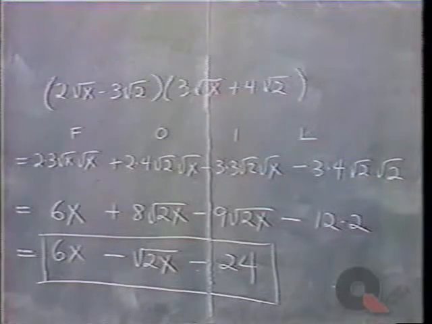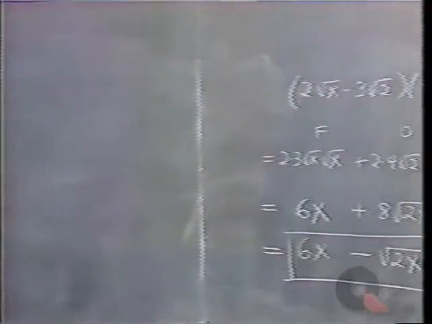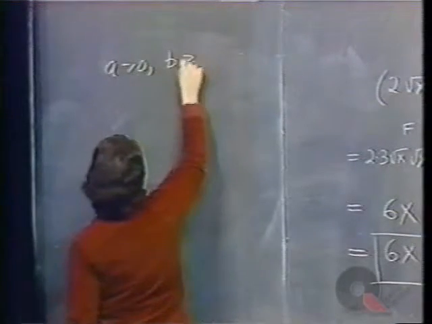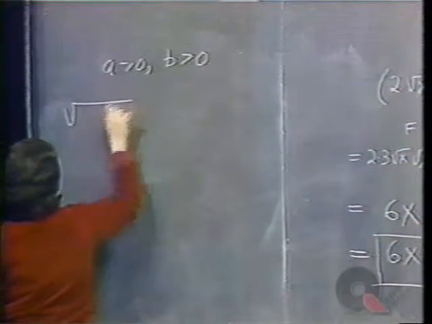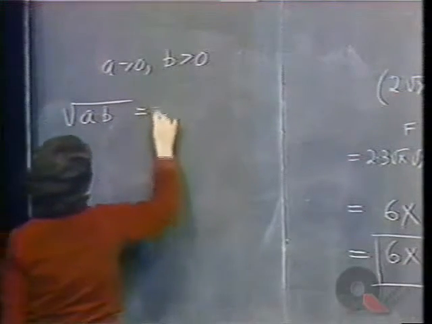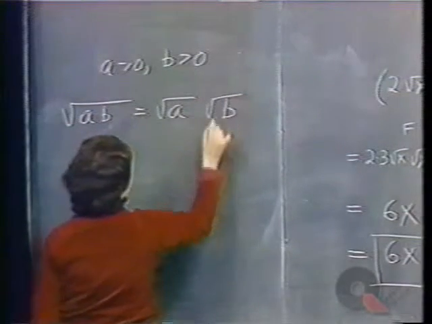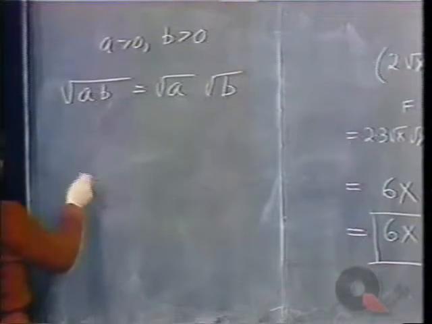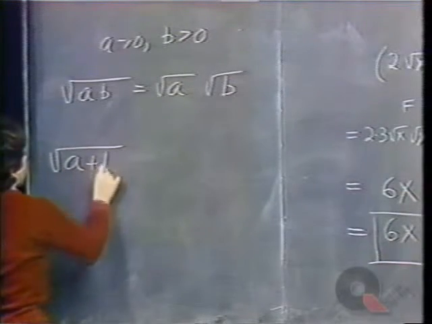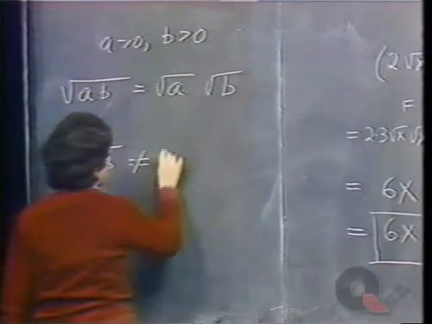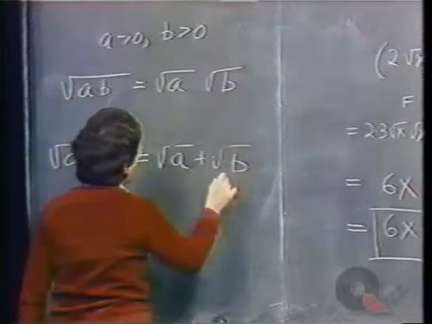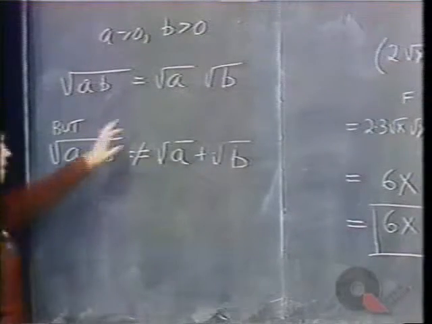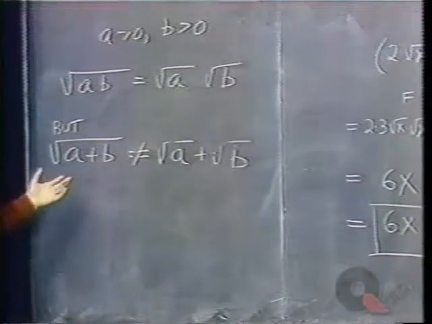Okay, let's assume, once again, that A and B are positive numbers. A is greater than 0, B is greater than 0. We know that the square root of AB is equal to the square root of A times the square root of B. Some people like to go a little further and extend this rule to addition, and it doesn't work. The square root of A plus B is not equal to the square root of A plus the square root of B. So although it works for multiplication, the square root of a product is the product of the square roots of the factors, it does not work for addition.